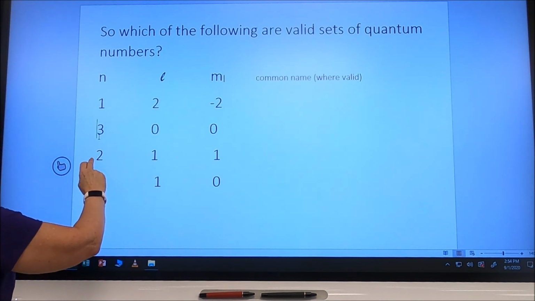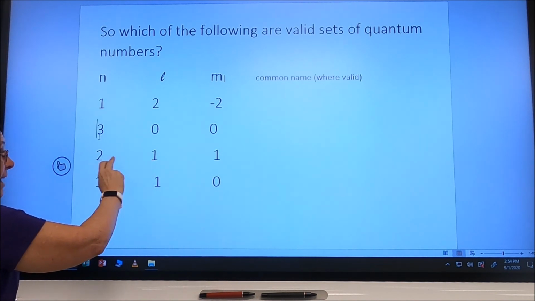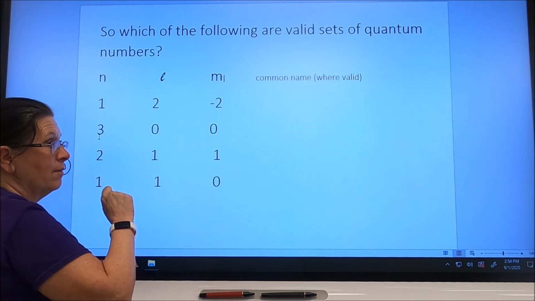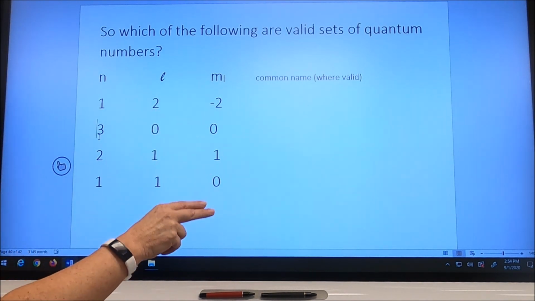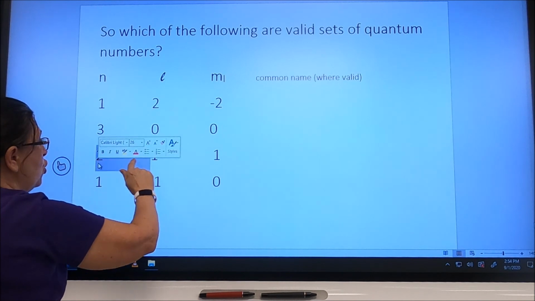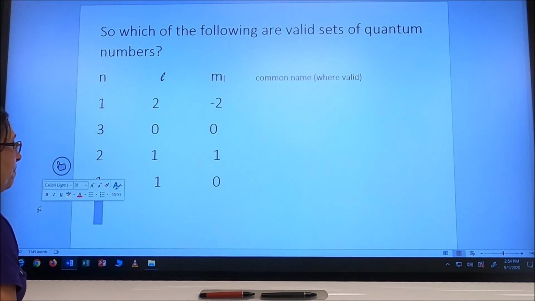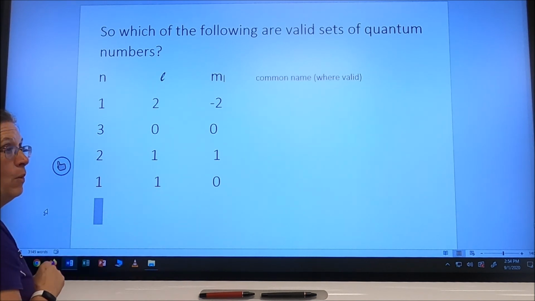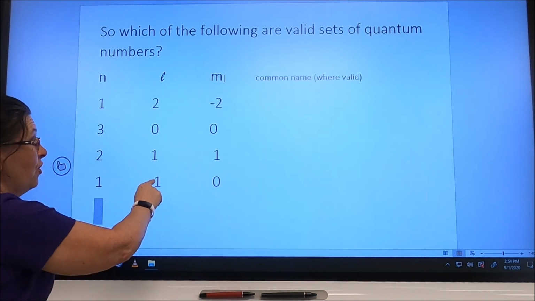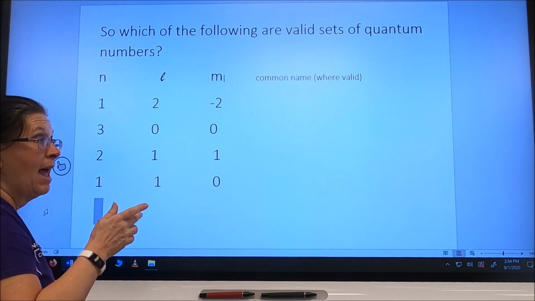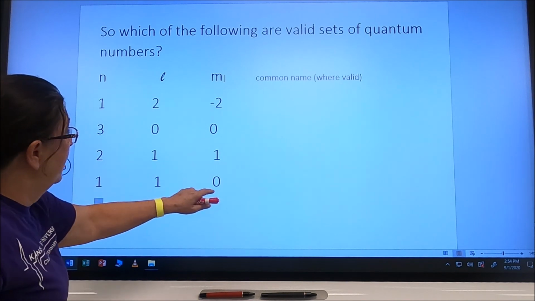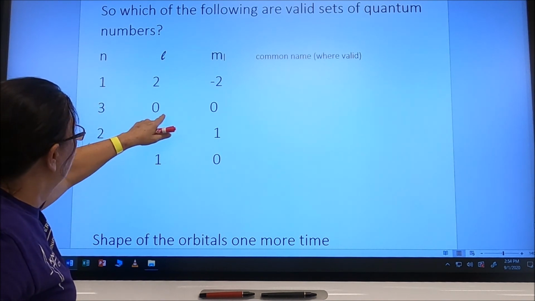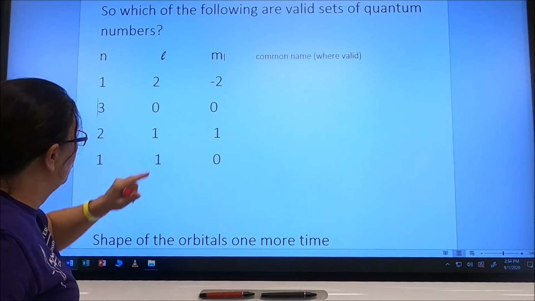Now let's look here. When n is 2, can L be 1? Well, n is 2, L can be 0 or 1. When L is 1, can M sub L be 1? When L is 1, it can be minus 1, 0, or plus 1, so that's valid. So this is a 2p orbital. When n is 1, can L be 1? Answer is no. When n is 1, the only value that L can have is 0. So this is an invalid set of quantum numbers. So the first one here was invalid, the second one is invalid, the last one is invalid. This one is a 3s and this is a 2p.